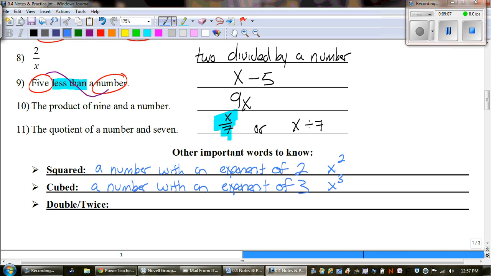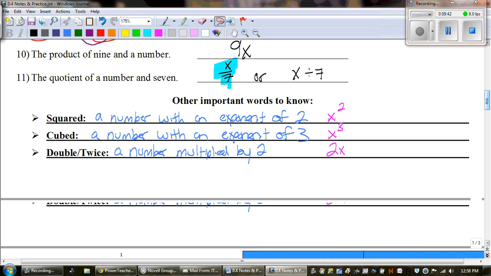Okay, and when you see the word double or twice, what that means is a number multiplied by 2. Okay, so it could look like 2x. Since those are examples, I'm going to put them in a different color. All right, let's flip it over.